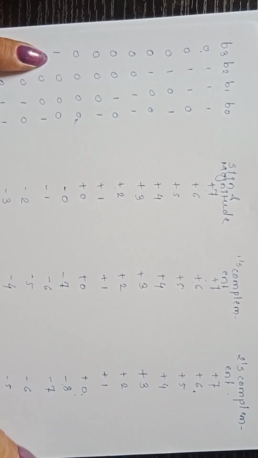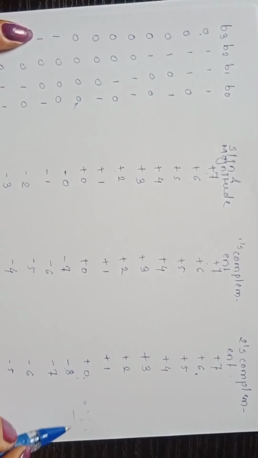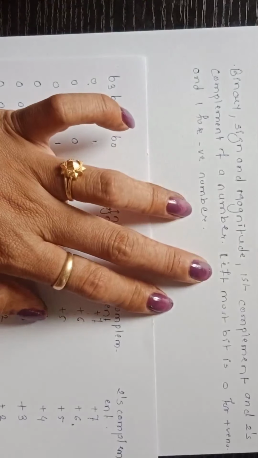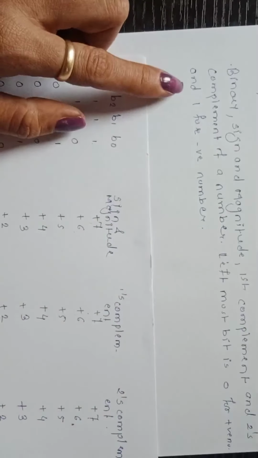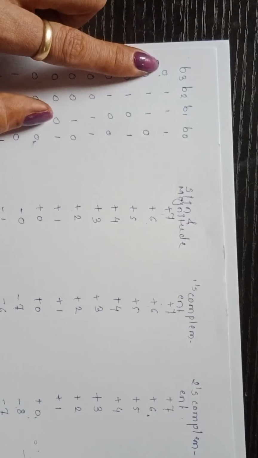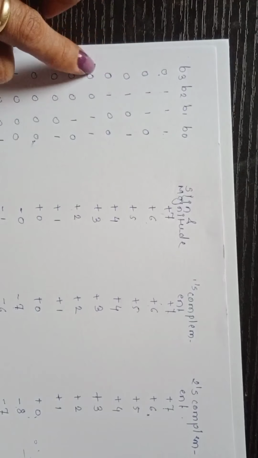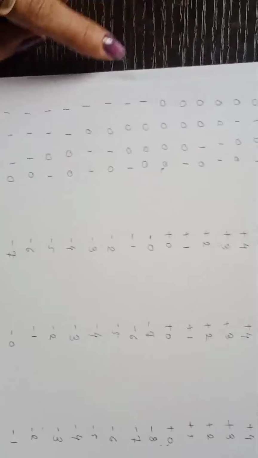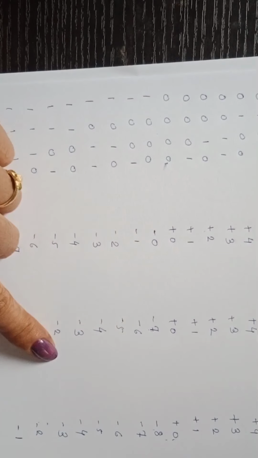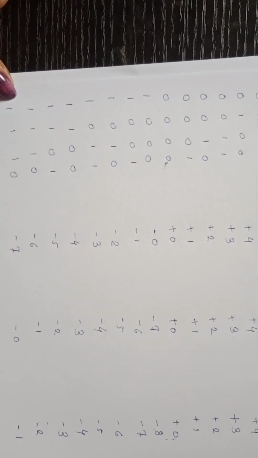And what is 2's complement? You have to add 1 to this 1's complement, then you will get 2's complement. Okay, now what is the rule? The rule says that the leftmost bit is always 0 for a positive number and 1 for a negative number. Okay, so this is the rightmost bit and this is the leftmost bit. So here all these numbers are negative because the leftmost bit is 1.